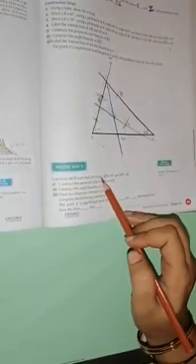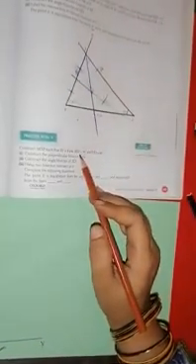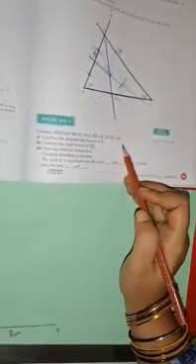Construct triangle XYZ such that XY is equal to this and angle Y is equal to this and angle X is equal to this. So for this triangle, I am going to draw the line XY of 8 centimeter here. I have drawn the line 8 centimeter. Now the next step is to construct the angle of 56 and 48 degree.